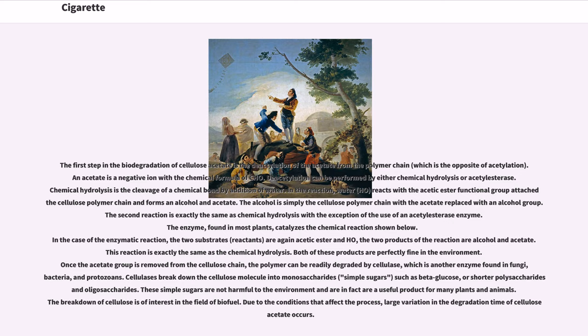Once the acetate group is removed from the cellulose chain, the polymer can be readily degraded by cellulase, which is another enzyme found in fungi, bacteria, and protozoans. Cellulases break down the cellulose molecule into monosaccharides such as beta-glucose, or shorter polysaccharides and oligosaccharides. These simple sugars are not harmful to the environment and are in fact a useful product for many plants and animals. The breakdown of cellulose is of interest in the field of biofuel. Due to the conditions that affect the process, large variation in the degradation time of cellulose acetate occurs.